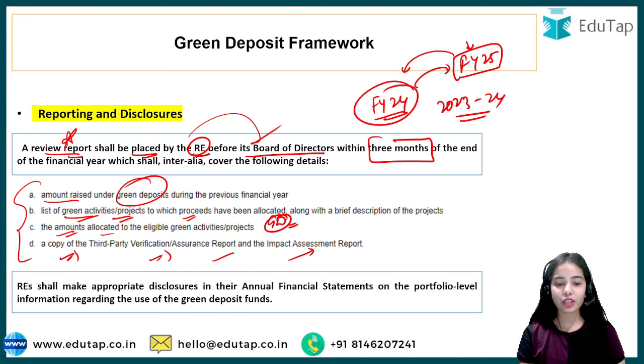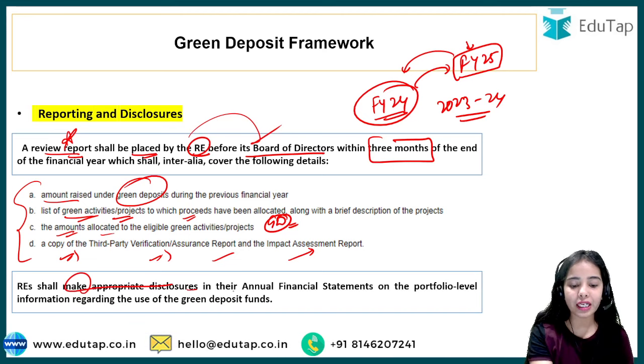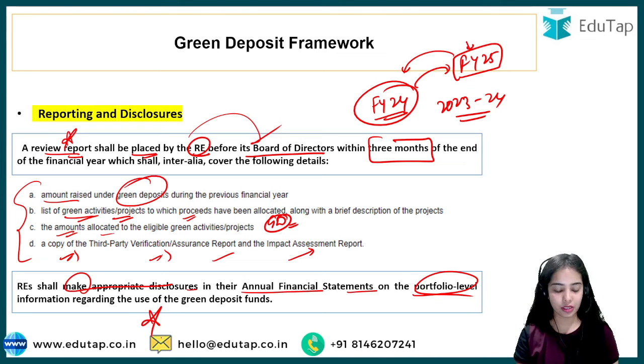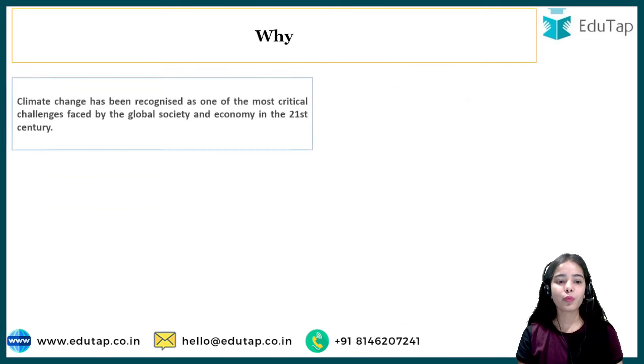So I hope you have understood this. REs shall make appropriate disclosures in their annual financial statements on the portfolio level information regarding the use of the green deposit funds. Okay. So why has it happened?